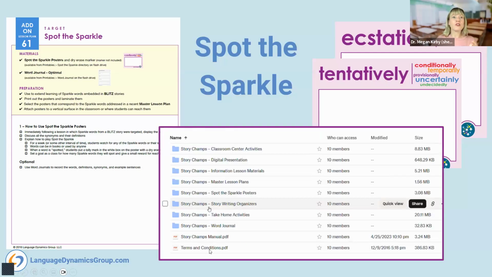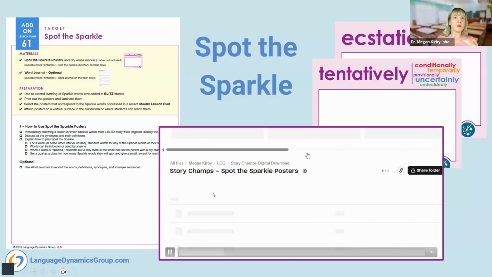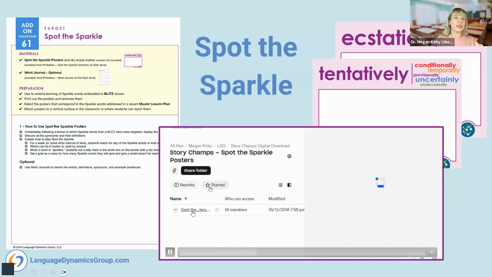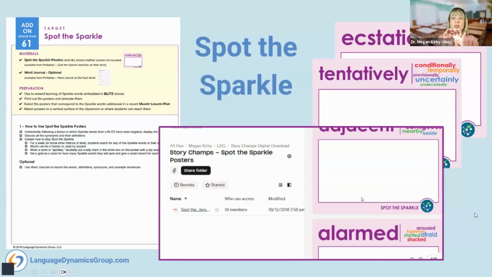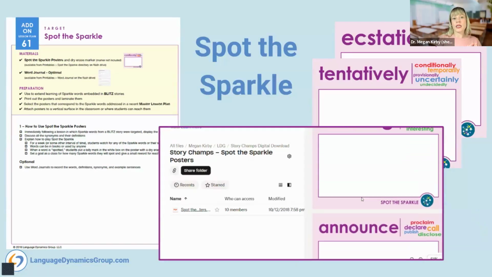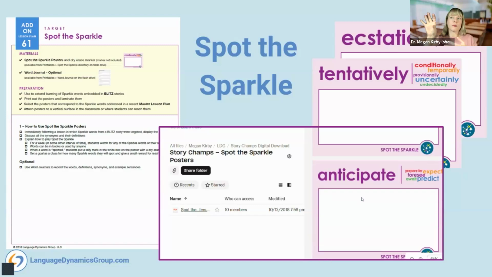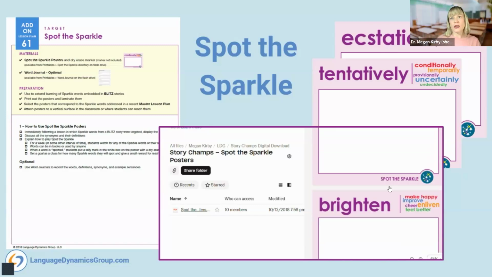How you find them is when you download the digital presentation, the digital resources. It's a zip folder and you unzip it. You'll see that there are these folders here. There's Spot the Sparkle posters. Then you would click on that and you can see that we have so many. There's a bold word that's big. That's the word that's in the storybook. Then there's a bunch of synonyms in the upper right-hand corner, some easier than others, some harder than the word that's in bold right there. Okay.